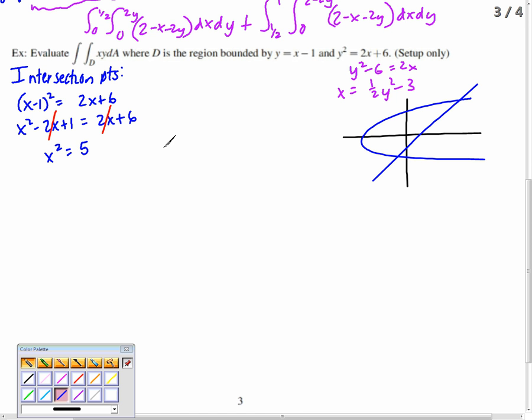Wait, I did something wrong. You can't cancel your two. Oh, I can't cancel them. They're different sides. What am I doing? I'm sorry, guys. I'm incredibly brain dead. I was like, that's too easy. X squared minus 4x minus 5, right?